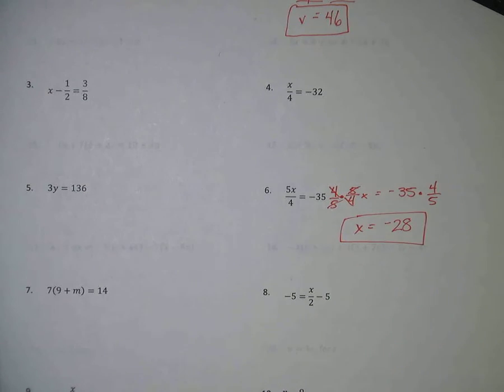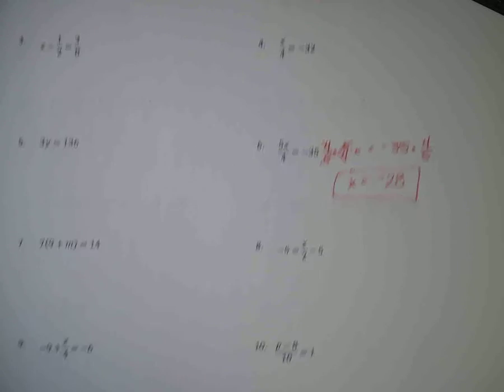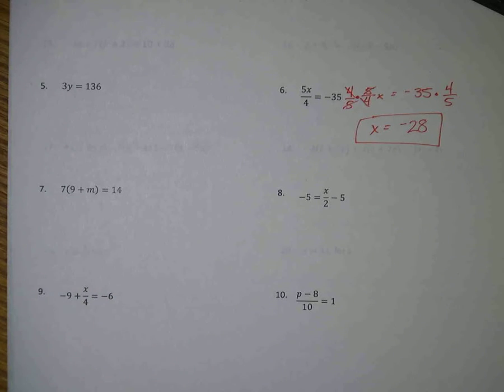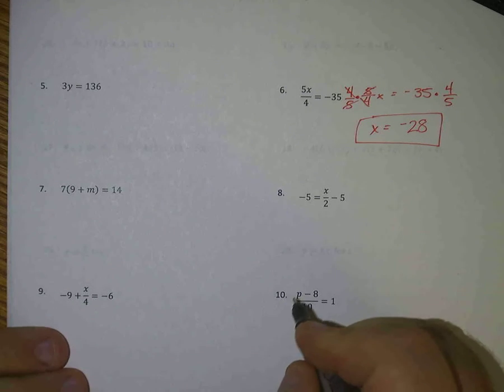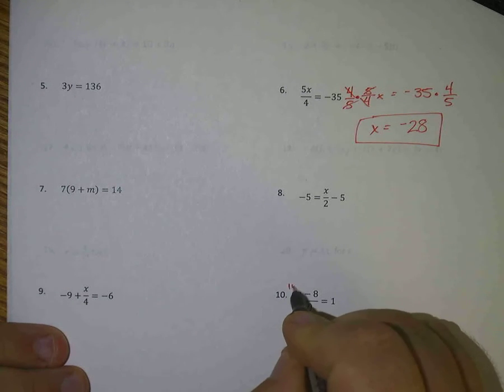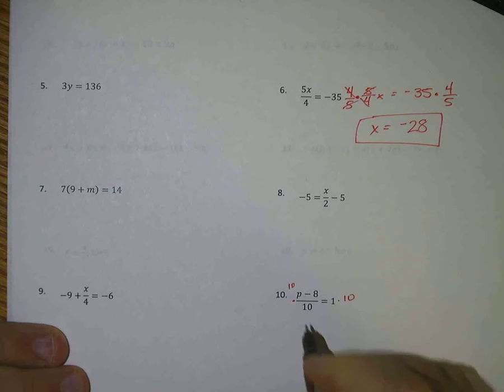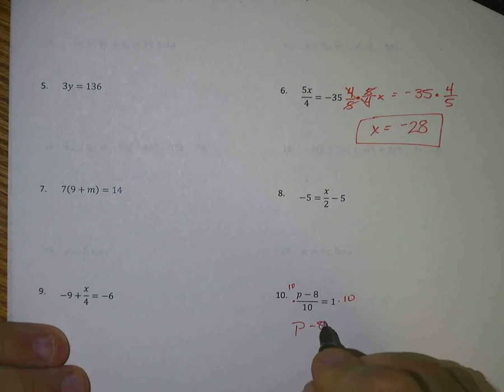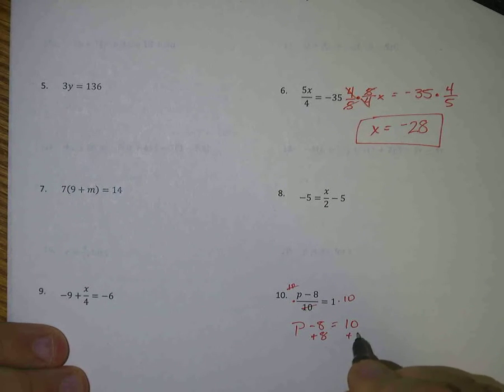Okay, let's go ahead and look at number 10, and that'll be the last one we do on this page. On number 10, I'm kind of forced to multiply by 10 on both sides to start. So I get p minus 8. The 10's cancel. 1 times 10 is 10. Add 8. Looks like a nice little two-step equation there. And so p equals 18.